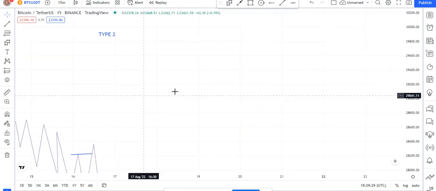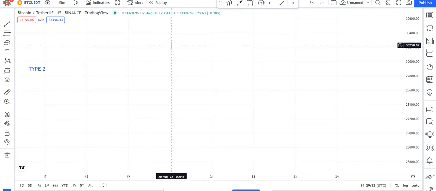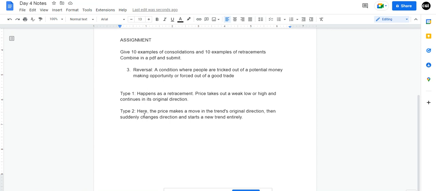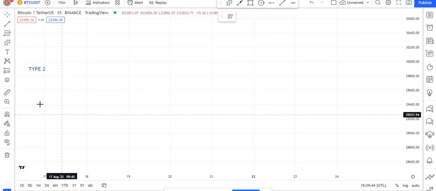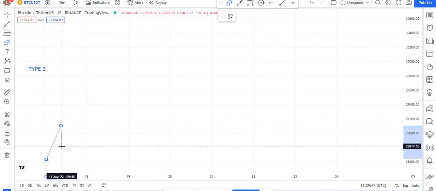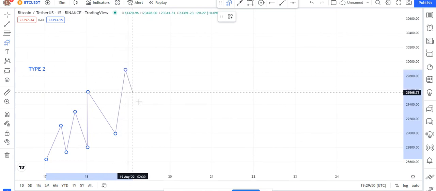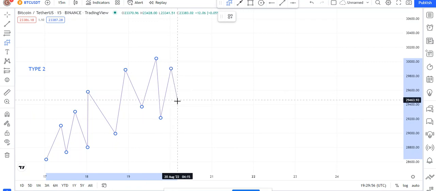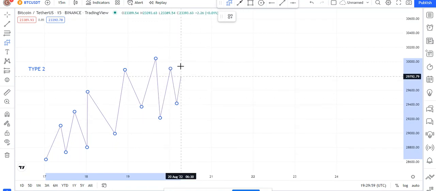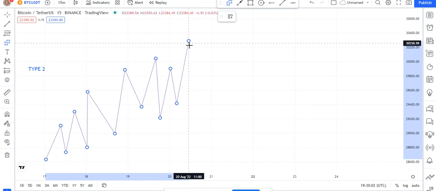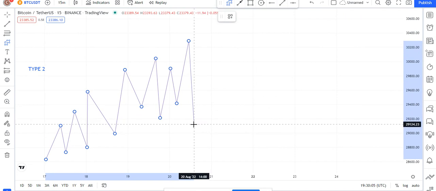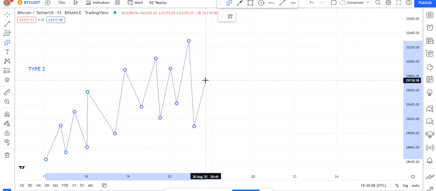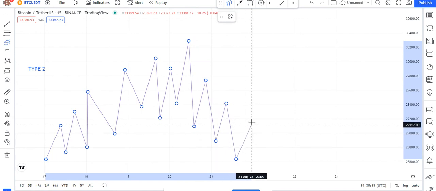So we now move on to a type 2. A type 2 totally changes direction. So we say the price makes a move in the trend's original direction, then suddenly changes direction and starts a new trend entirely. So this is what it will look like. Let's say we're in an uptrend. We are making strong lows and strong highs, right? So we can have something like this. Then we make a higher high again, and then price moves sharply, comes down here, and then changes direction.